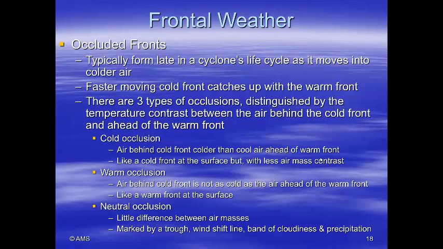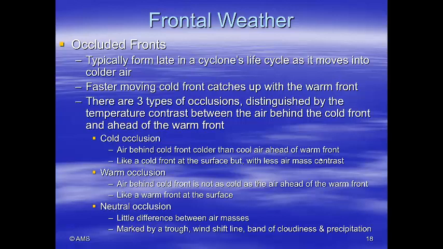There are three types of occlusions, and they're distinguished by the temperature contrast between the air behind the cold front and the air ahead of the warm front. So we have a cold air occlusion, where the air behind the cold front is colder than the cool air ahead of the warm front. And we'll show you pictures of this in a second. It's like a cold front at the surface, but with less air mass contrast.